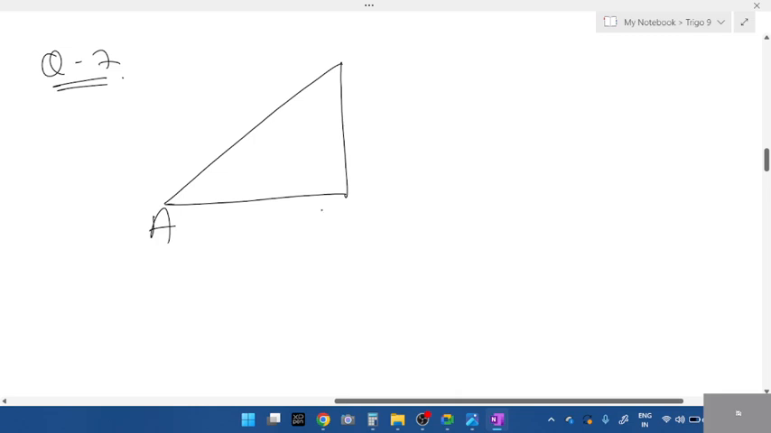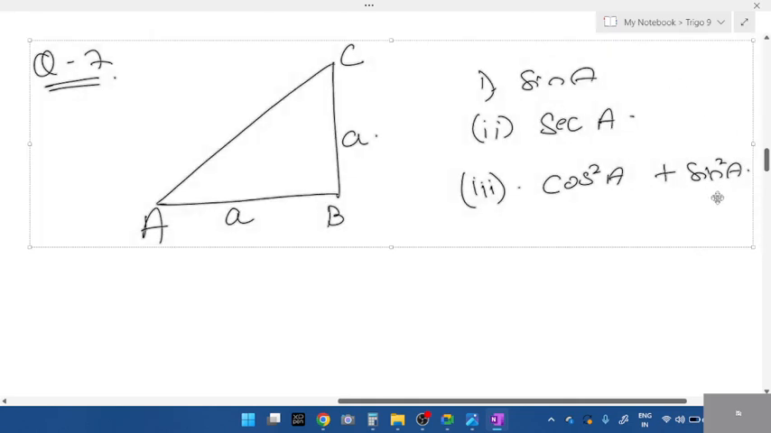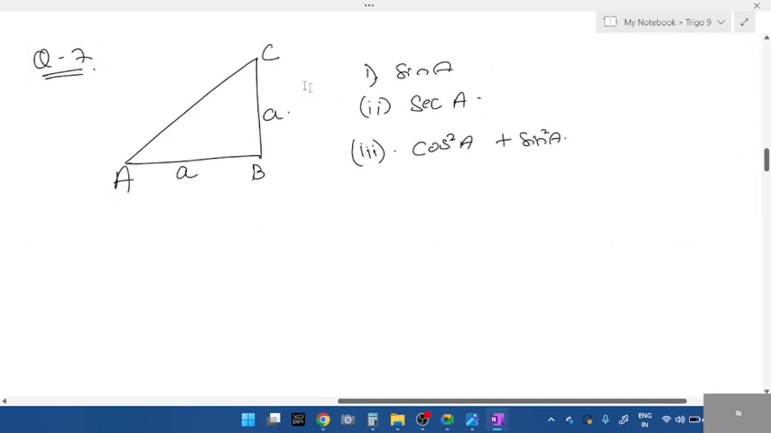Okay, this is question 7 in your textbook. The question is this. They have given a diagram. In this diagram, this time instead of numbers, they have given us alphabets A, B, C. They have given alphabets A and A. And we need to find sin A. Second question, sec A. Third question, cosec square A plus sin square A. Copy the seventh question, students. Draw this diagram. In this diagram, we need to find these three things.